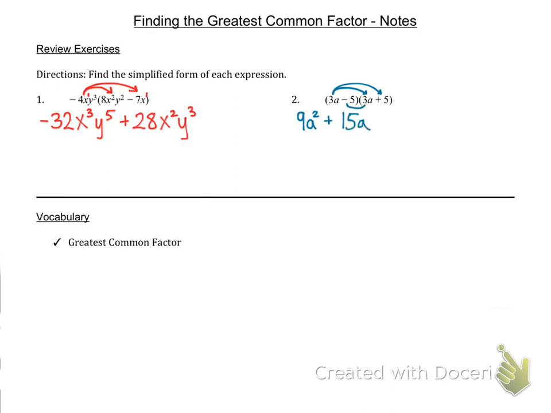Now I'm going to do negative 5 times 3a and negative 5 times 5. So negative 5 times 3a is a negative 15a. And a negative 5 times a positive 5 is a negative 25. Now I'm going to combine like terms. Positive 15a and a negative 15a equals 0. So now I'm left with 9a squared minus 25.